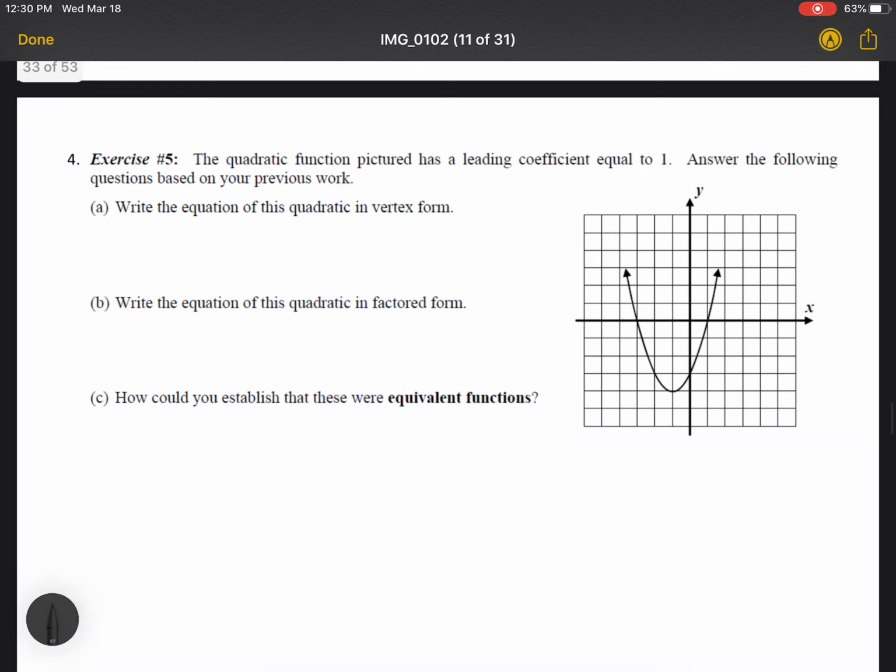Okay, number 4, the quadratic function pictured has a leading coefficient equal to 1. Answer the following questions based on your previous work. So they're giving us the picture of the graph here. Write your equation in vertex form. So vertex form again looks like this.